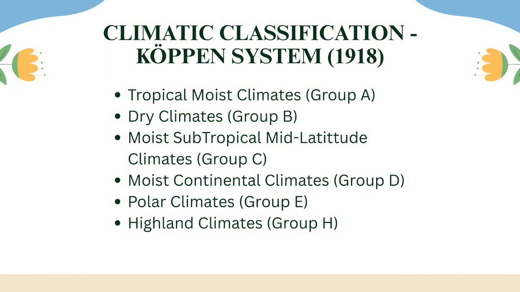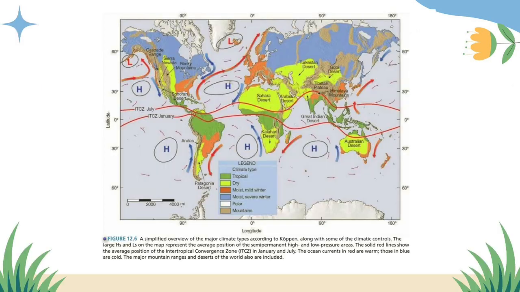Now let's dig into what each of these climates really refers to. But first, let's figure out what this illustration is all about. This map combines the Köppen classification with global climate controls. We have here the color codes.